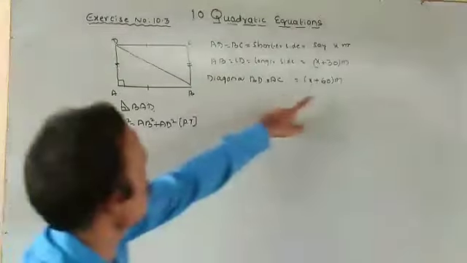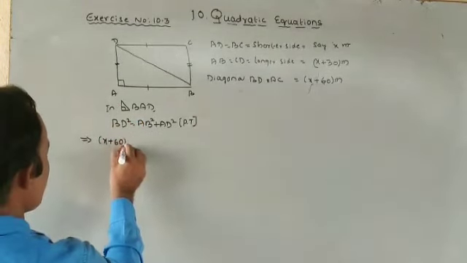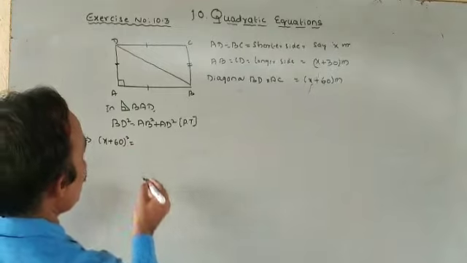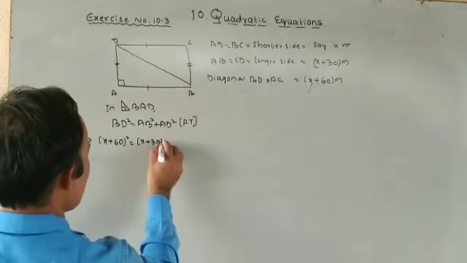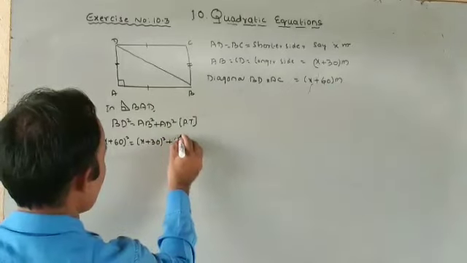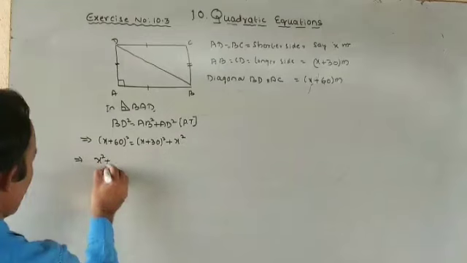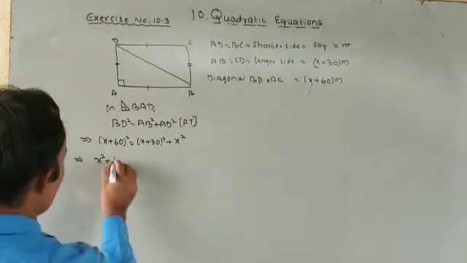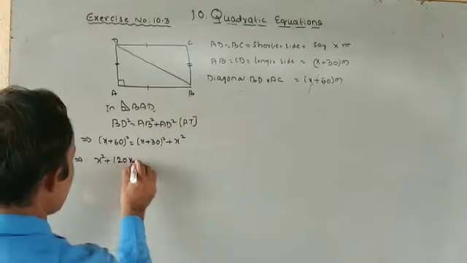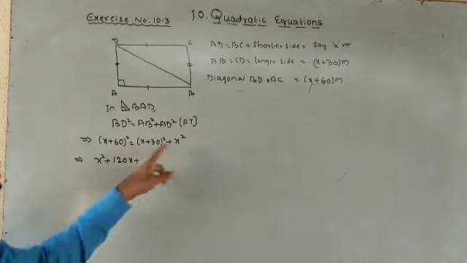BD means here x plus 60, so x plus 60 whole square. AB, what you have considered, that is x plus 30 whole square. AD, x square. So expand this. a plus b whole square: x square plus 2 into x into 60, that is 120x. I will write direct values.